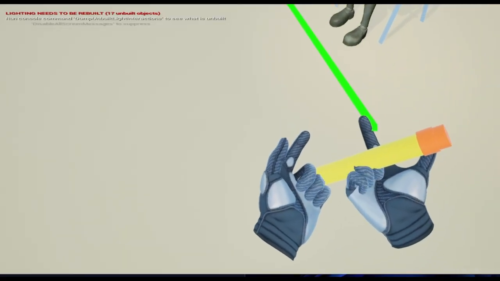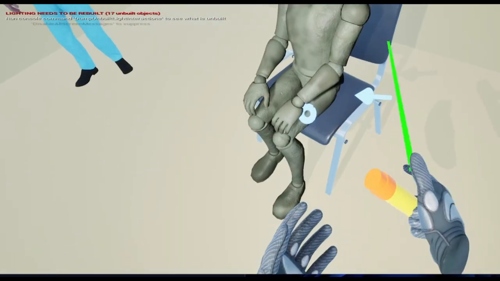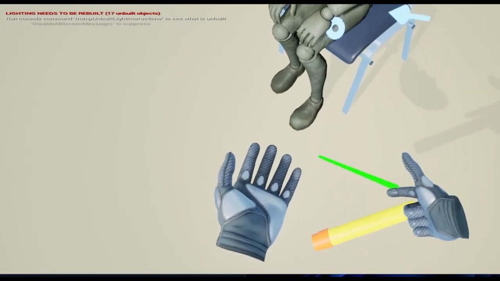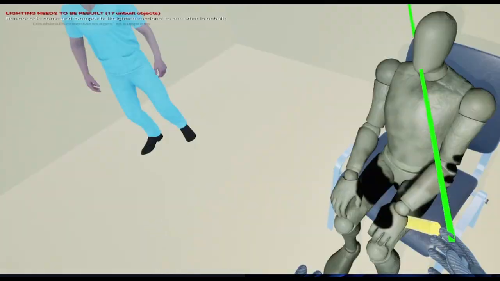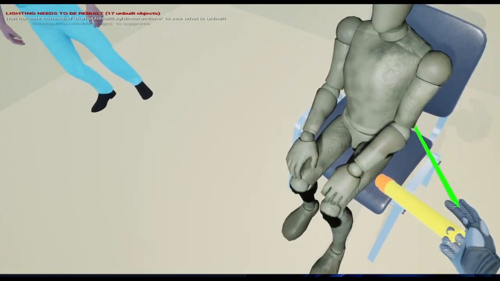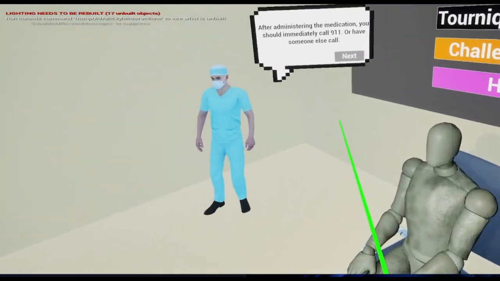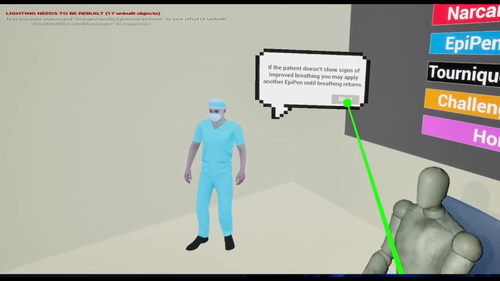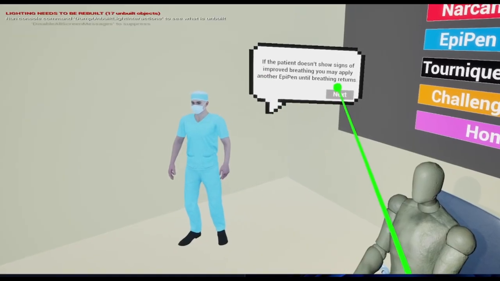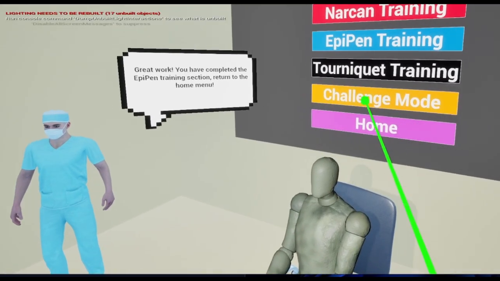Great. Now approach the patient and place and hold the orange tip into their thigh for 3 seconds. Remove the EpiPen from the patient's thigh to complete the process. After administering the medication, you should immediately call 911. Great job. Now you should make sure the patient shows signs of improved breathing. Great work. You have completed the EpiPen training.